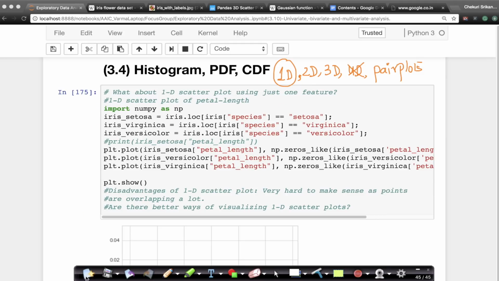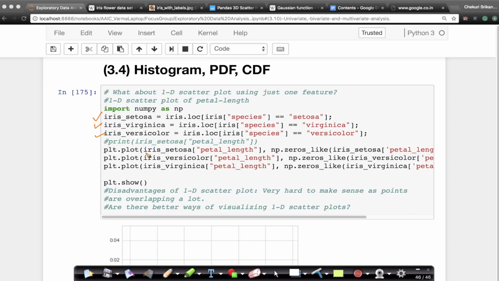Now, let's look at a simple code snippet here. The code snippet says that I'm taking my iris data frame, and I'm taking all the points that correspond to setosa, and I'm putting them in a data frame called iris setosa. Similarly, I'm creating a data frame called iris virginica and iris versicolor.